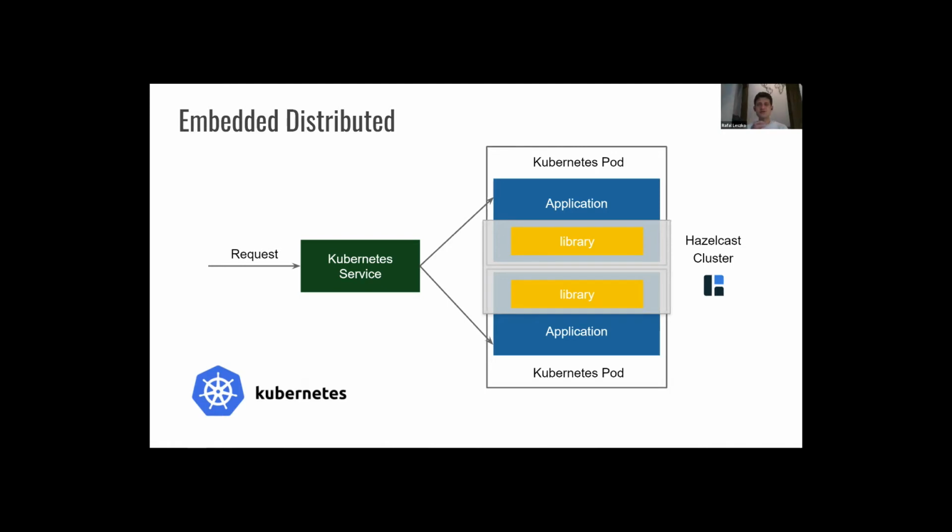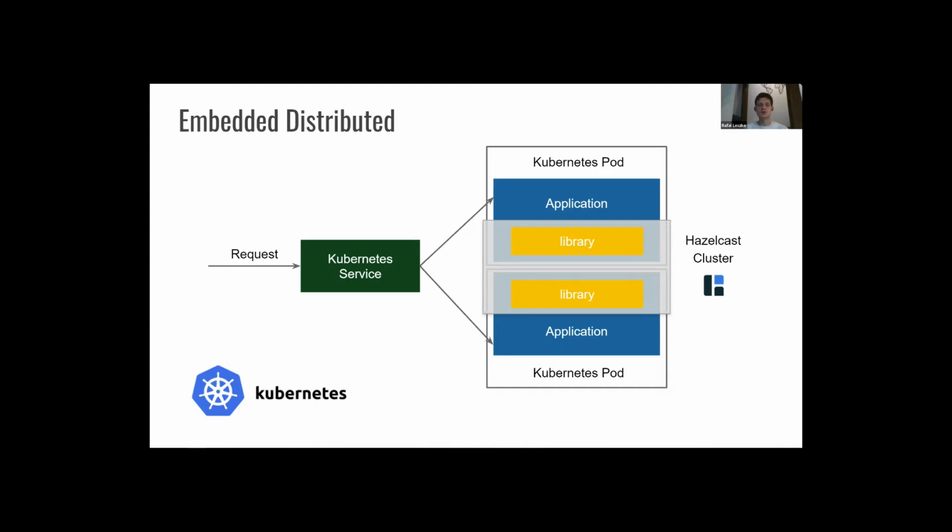So now what happens here? The flow is exactly the same. However, each cache in each application now forms one consistent caching cluster. So no matter which library you use in which Hazelcast pod, you will store the data in the same database, actually.